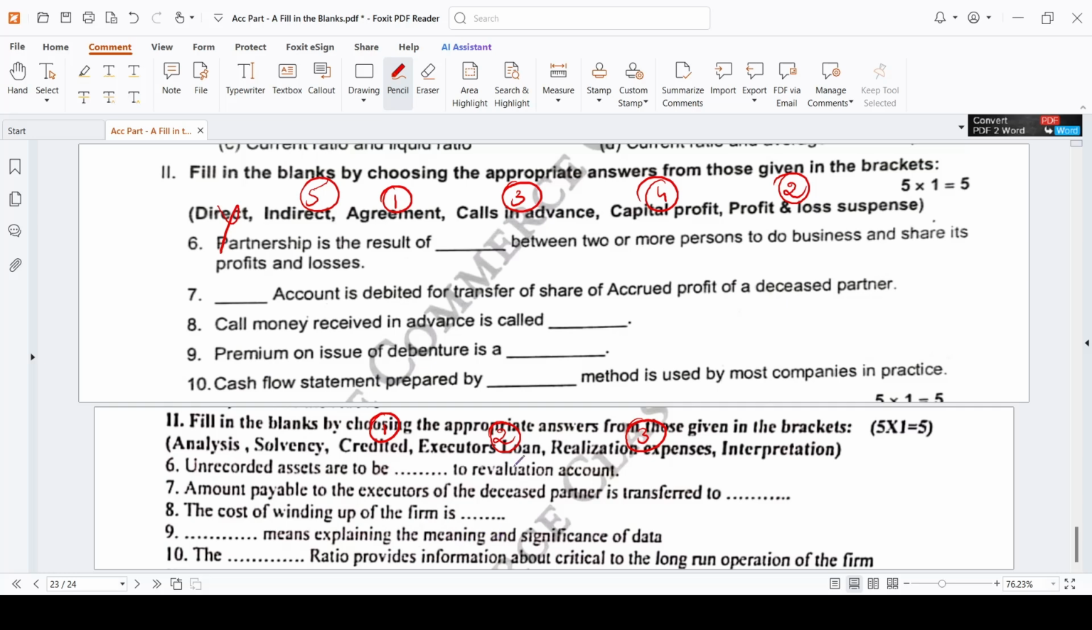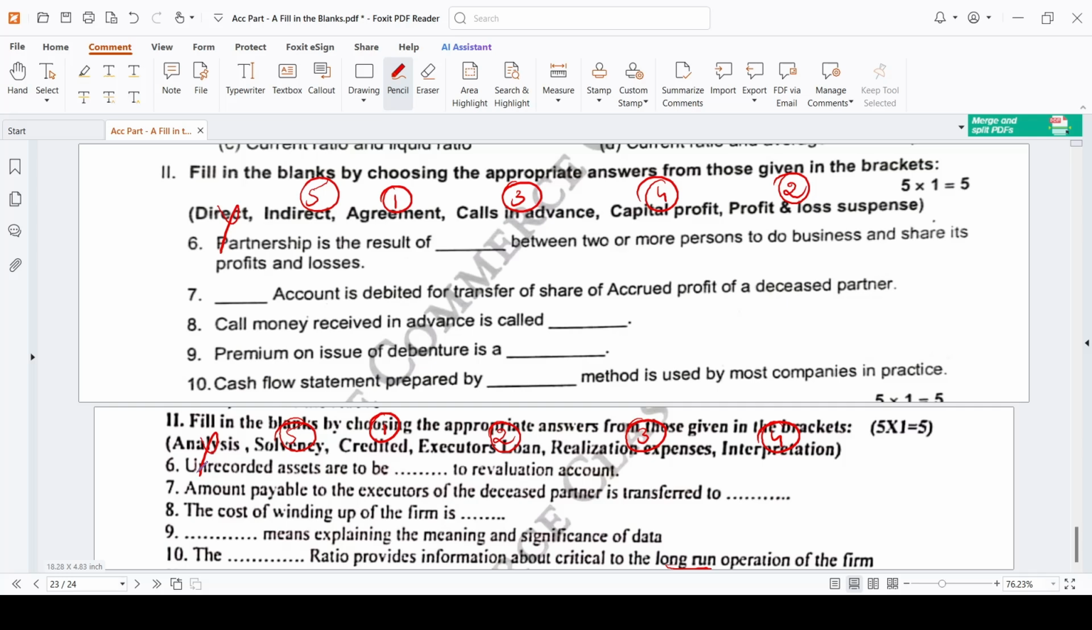Interpretation means explaining the meaning and significance of data. The solvency ratio provides information about the long-run operation; in the short run it is liquidity. Analysis is not the answer.